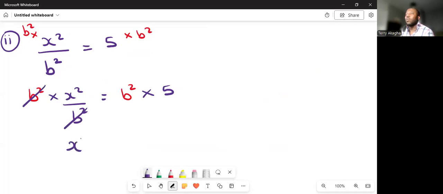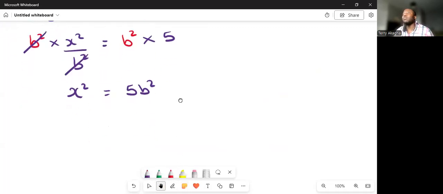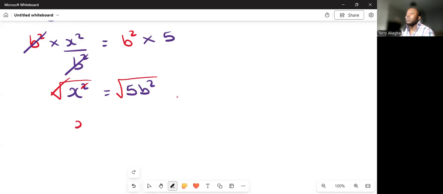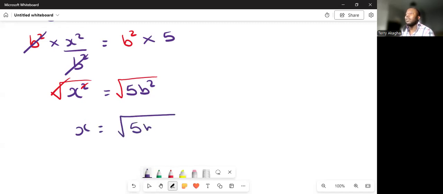So you now have x squared will be equal to 5b squared. Now, to get rid of the squared, you need to find the square root of both sides, or you raise both sides to the power of half. Anyone you prefer. So if you want to use square roots, to get rid of the square, you now find the square root of both sides. Are you seeing it? The square root will cancel the squared, so it'll be x. So you're going to have x will be equal to the square root of 5b squared. And that will be the answer for that.